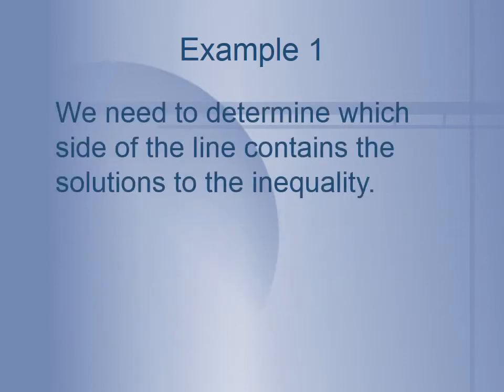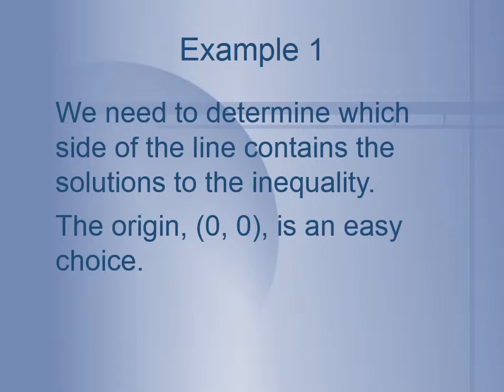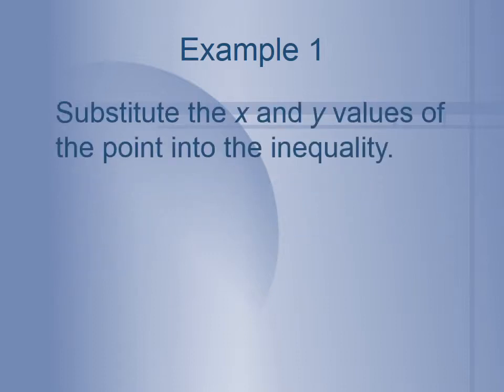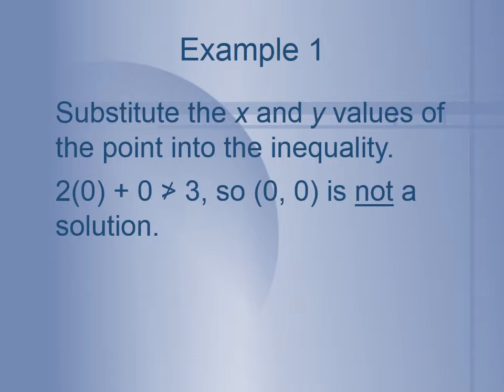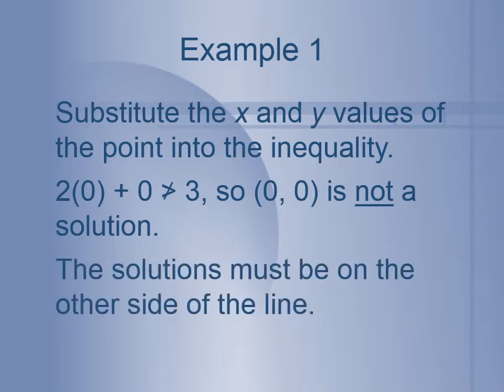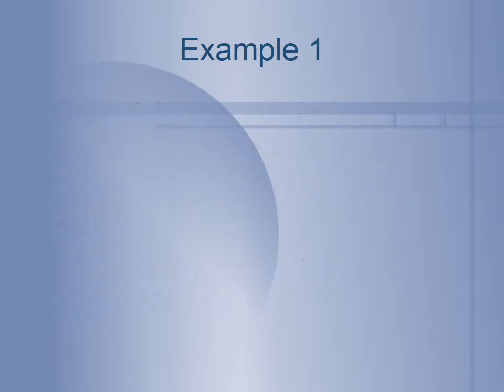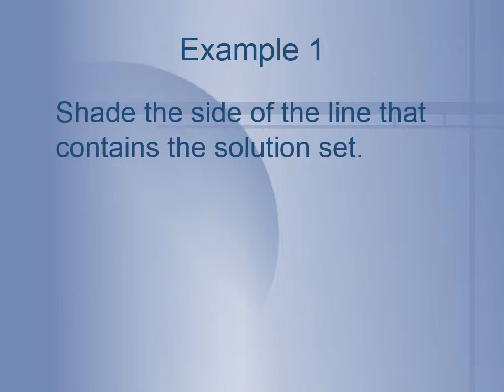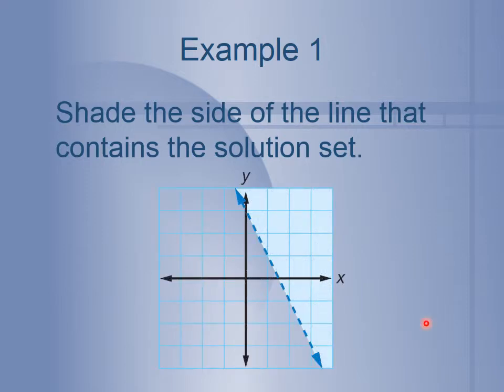Okay, so we have to determine which is the solution, above that line or below that line. So in order to do that, we're going to test an ordered pair. We're going to test a point. So we're going to test (0, 0). And so when we plug in 0 into our equation, it's not a solution, right? 0 is not bigger than 3, which means that (0, 0) is not a solution to that inequality, which means that that side of the equation is not going to be shaded. We're going to shade the other side of the line. Okay. So shade the side of the line that contains the solution set. So again, we did not shade this side that had (0, 0) on it because when we plugged in (0, 0), it didn't work. So we shaded the other side.